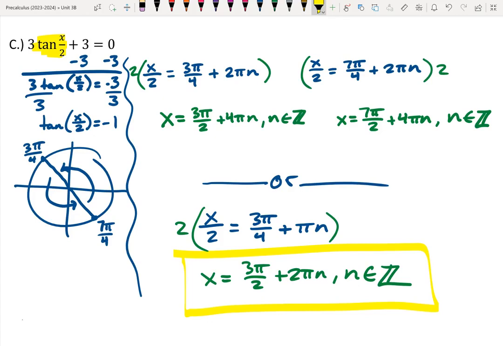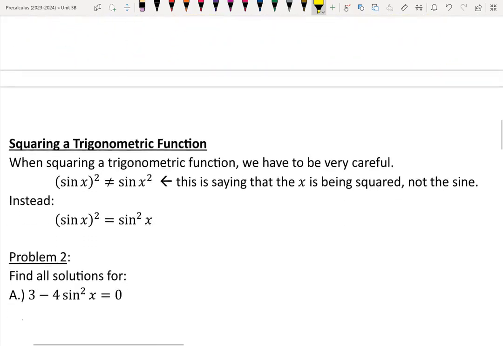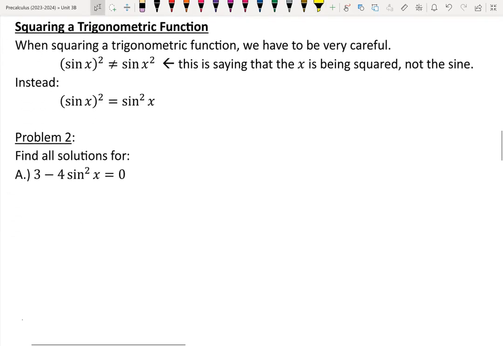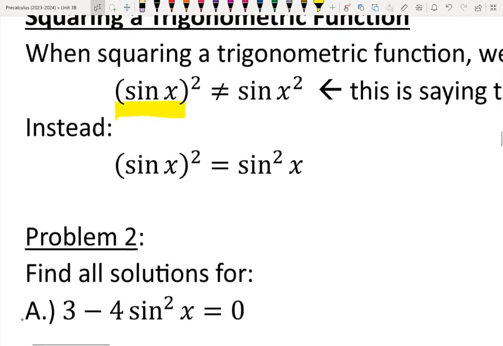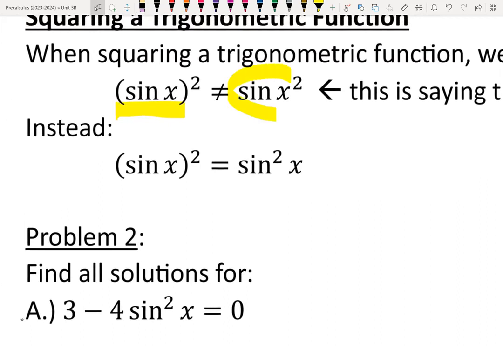All right, any questions on this process and how it is different from yesterday? All right, let's go ahead and turn the page then. And we're going to look at what happens when sine or cosine or tangent are squared. So when squaring a trig function, we have to be very, very careful because sine of x squared, as we see in the parentheses here, is not the same as what we have here.